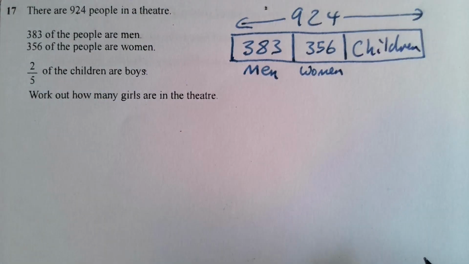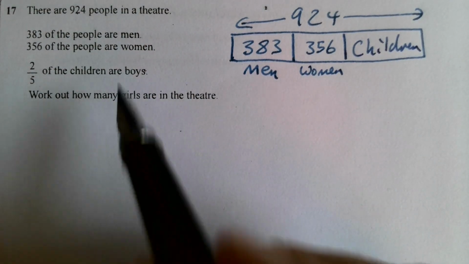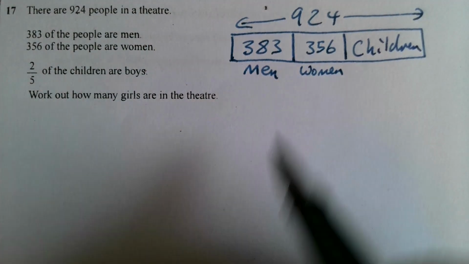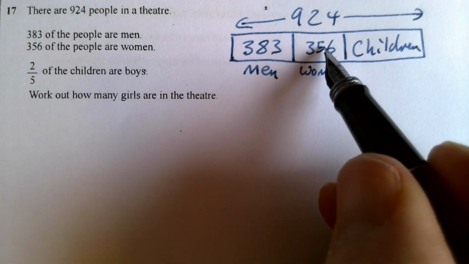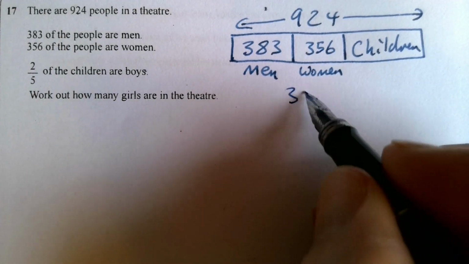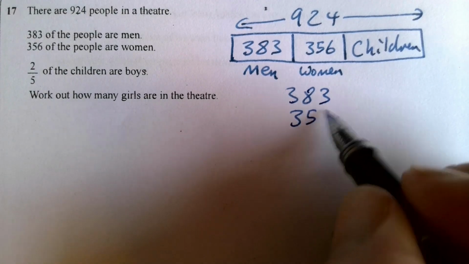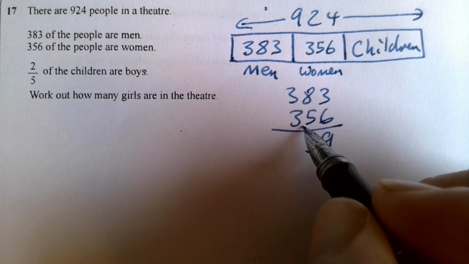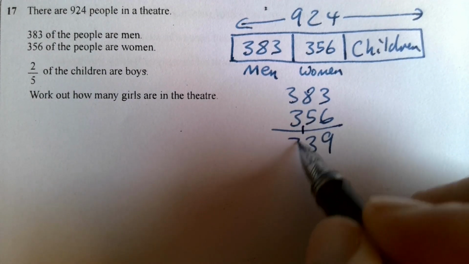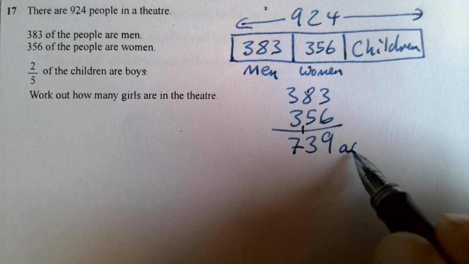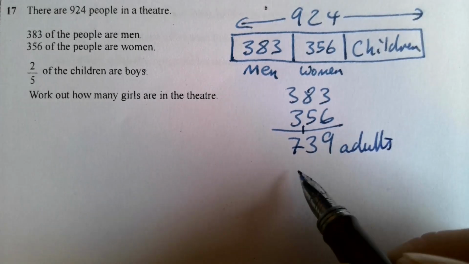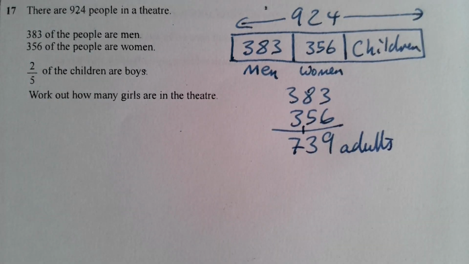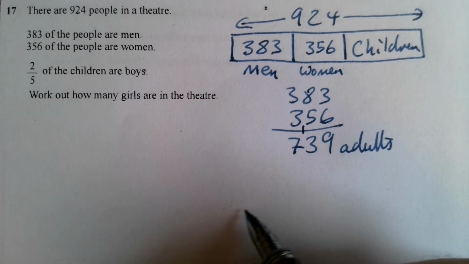So how many children are there, first of all, before we can work out what 2/5 are? We add these together, we'll get all of the adults, won't we? So 383, add 356. 6 add 3 is 9, 5 add 8 is 13, carry the 10, 3, 6, 7. So 739 adults. So then I need to do 924 take 739.